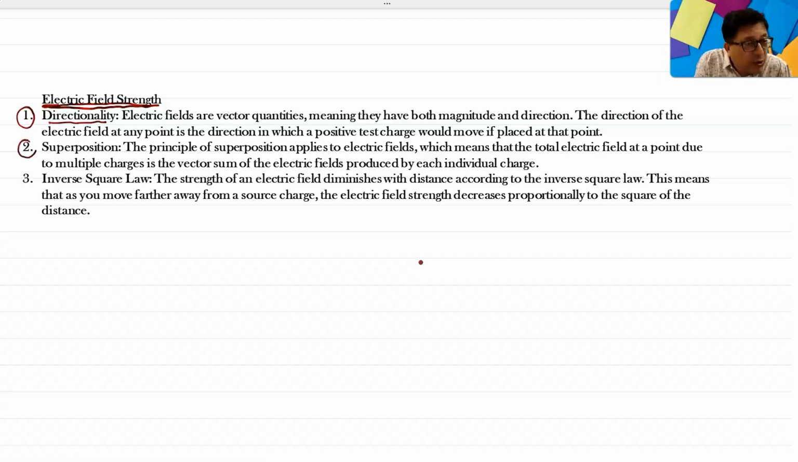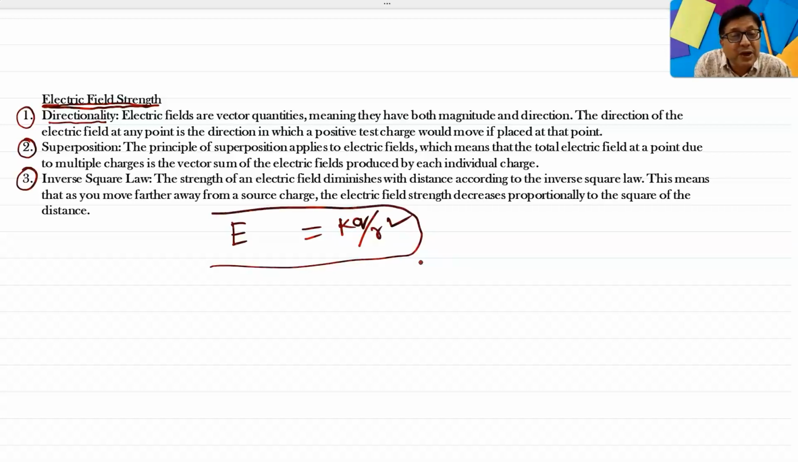Like Coulomb's law, the principle of superposition is valid here. I am going to discuss that. The inverse square law is also valid, that we have seen. Electric field strength magnitude is kq by r square. The inverse square law is valid over there.